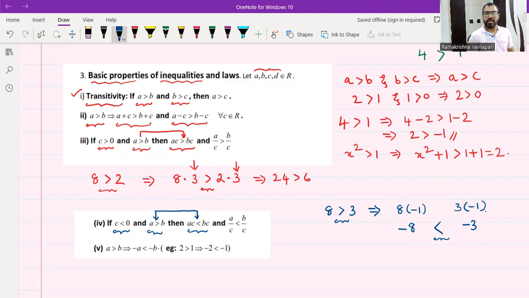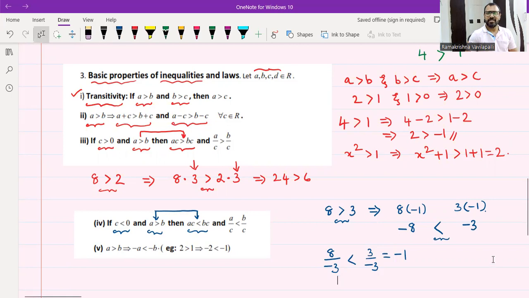Or if you divide, for example, 8 by minus 3 and 3 by minus 3. So 3 by minus 3 is nothing but minus 1, and this is minus 8 by 3. So it becomes less than. So greater than becomes less than. When a negative quantity is multiplied for an inequality, the inequality will be reversed. Will be reversed means greater than becomes less than, and less than becomes greater than, when a negative quantity is multiplied.